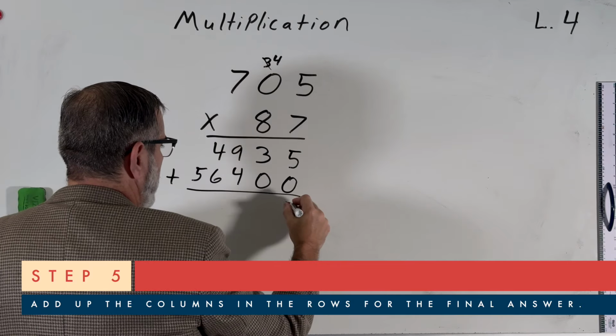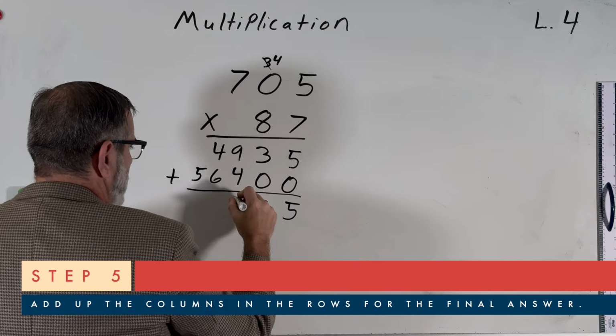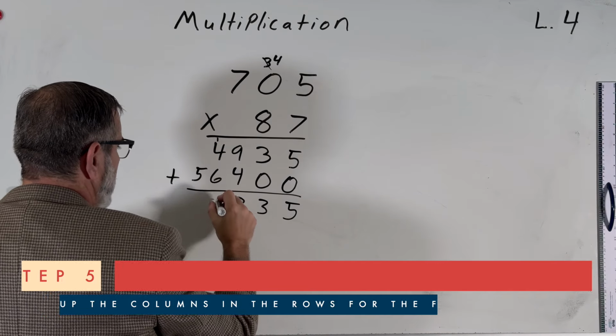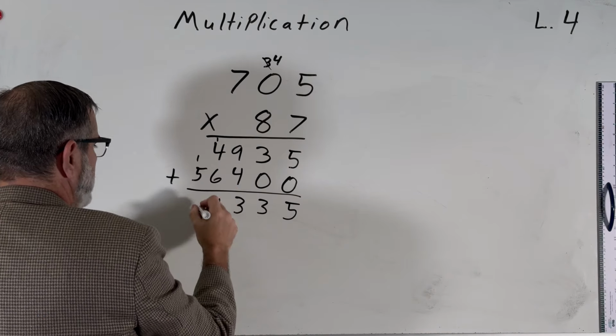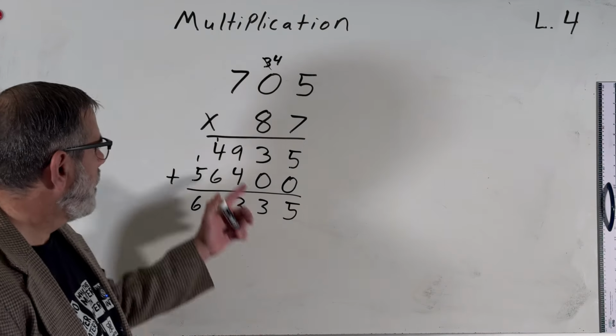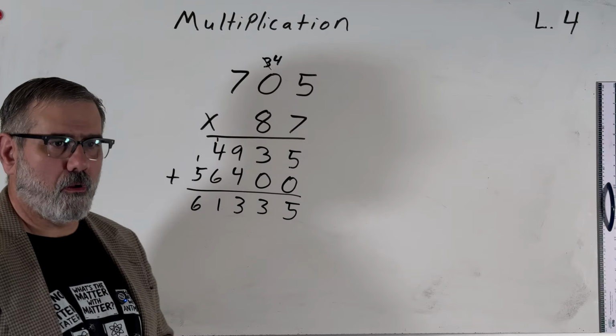5 plus 0 is 5. 3 plus 0 is 3. 9 plus 4 is 13. Carry the 1. 6 plus 4 is 10. Plus 1 is 11. Carry the 1. And 5 plus 1 is 6. As you can see, you'll get a lot of practice with addition from lecture 2 doing these larger multiplication problems.